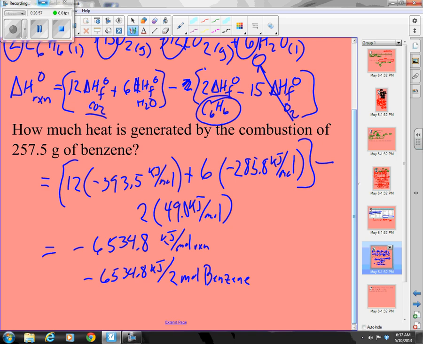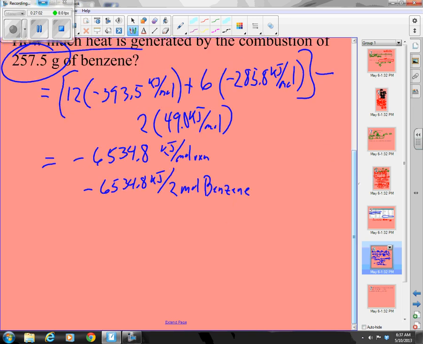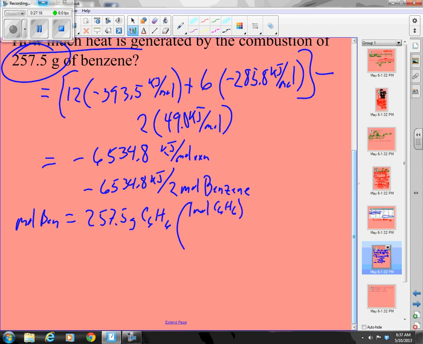So this is correct. Now, how much heat is generated by the combustion of 257 grams of benzene? So I need moles of benzene. 257.5 grams of C6H6 times 1 mole of C6H6 over 6 times 12.01 plus 6 times 1.008, right? The molar masses. We're getting pretty good with these numbers now. And what do I get then? 257.5.